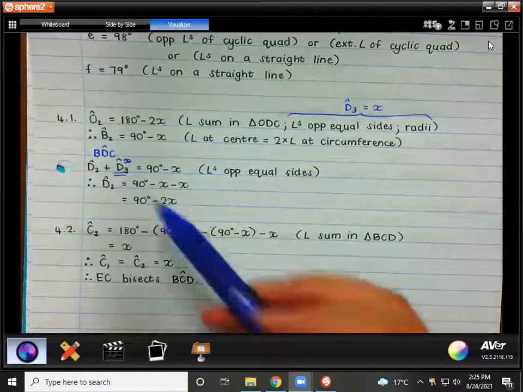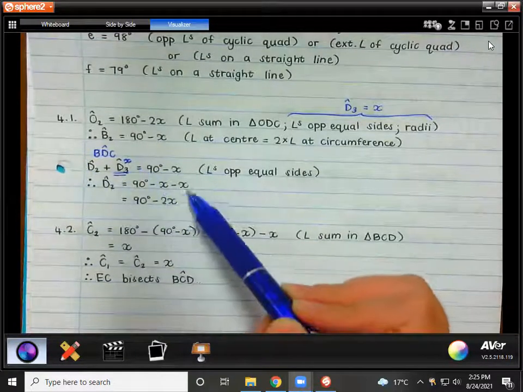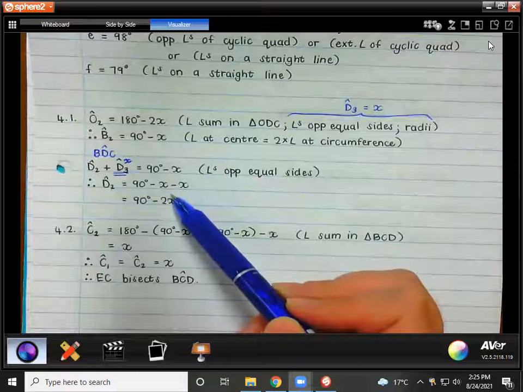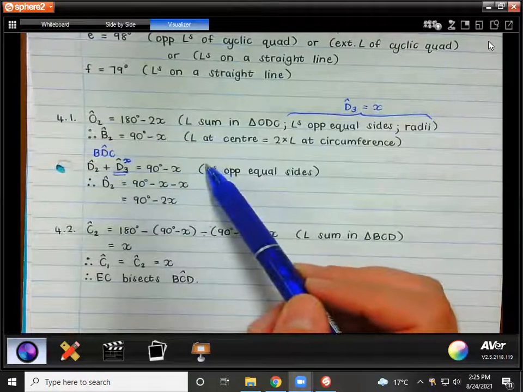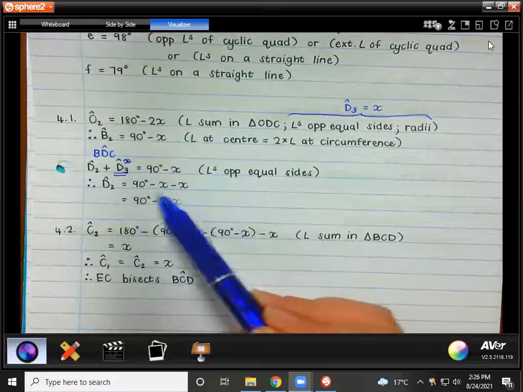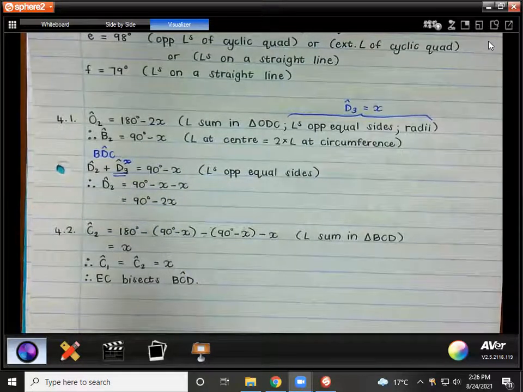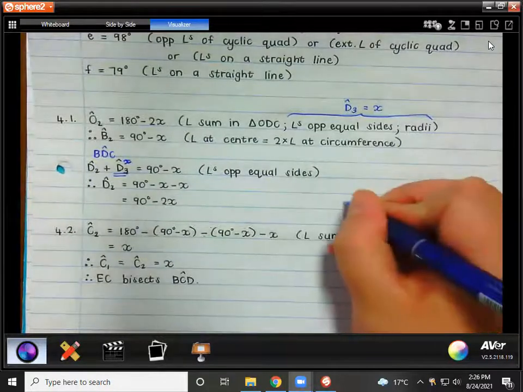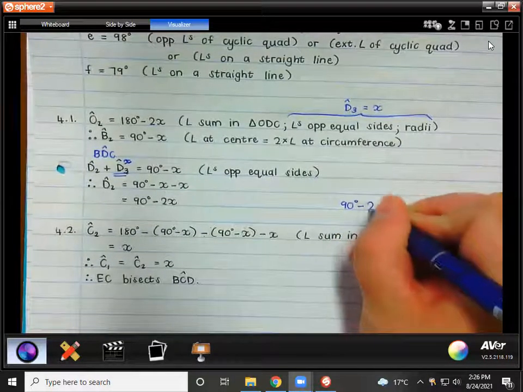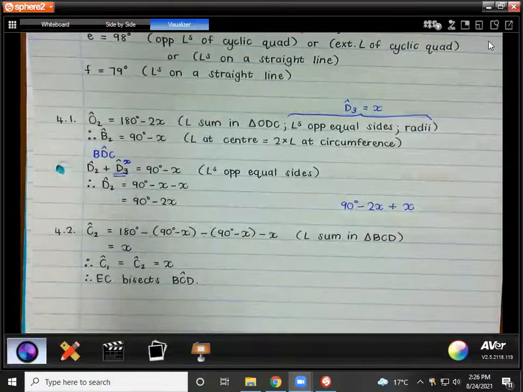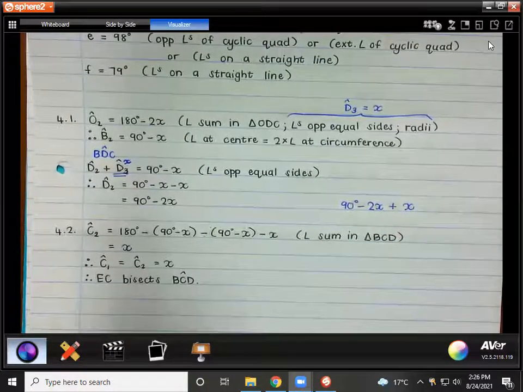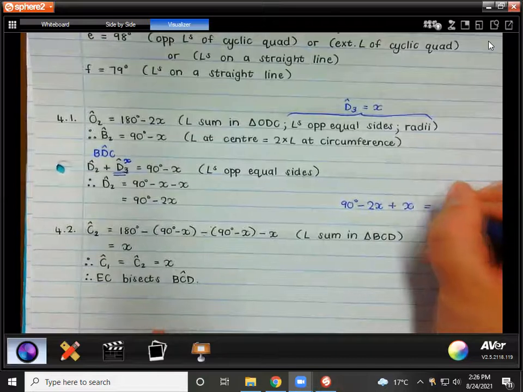So if I must just get D2 on its own, I have to minus x from that side. All right, this is basically D2 plus x equals 90 minus x. And then you move the x to that side, and you end up with D2 is 90 minus 2x. Okay, because guys, what is 90 minus 2x plus x? What's minus 2x plus x? That's minus x, hey?